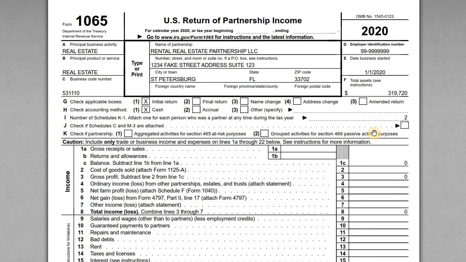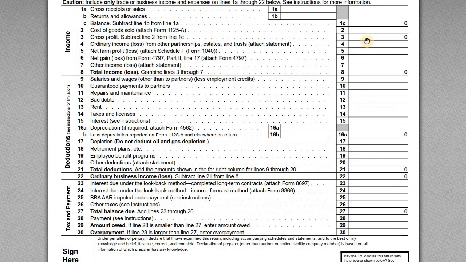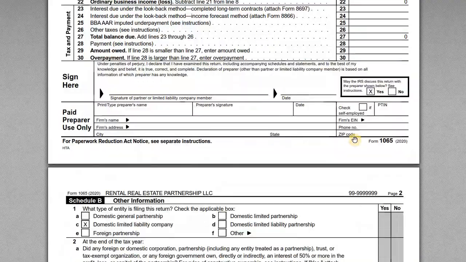So if you have a real estate partnership LLC and you get a return like this and you're thinking, wait a minute, my tax preparer did nothing, it's blank. No, this is normal. You're going to see these fields here will be blank because you don't have an ordinary trade or business, you have a rental property business. So page 1 is blank.